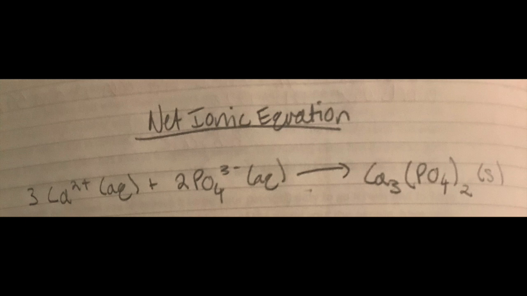This is the net ionic equation. It is called the net ionic equation because it only includes the compounds necessary to create the precipitate. In this situation, the compounds necessary are 3Ca2+, which is aqueous, plus 2PO4 3-, which is also aqueous. These two combine to create Ca3(PO4)2, which is a solid, and is also the precipitate of the reaction.